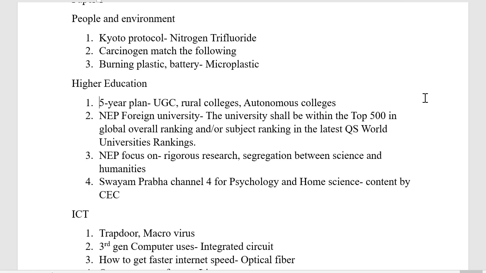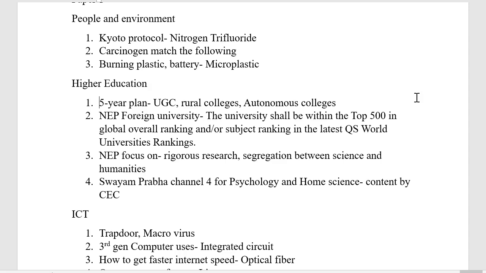Now from the higher education section, there was a question from the 5-year plan. I think it was match the following. One side there was the first 5-year plan, second 5-year plan, that way. The other side was to match with which points were included in the 5-year plan. Based on the available data, we could conclude that in the first 5-year plan, UGC was included. And on the other side, we had other options like rural colleges were established in Madras, Calcutta. I'm not sure. Autonomous colleges were established. So these were the options on the other side.